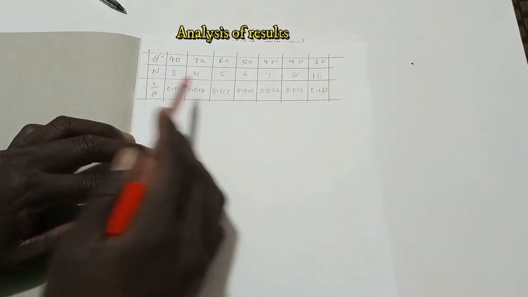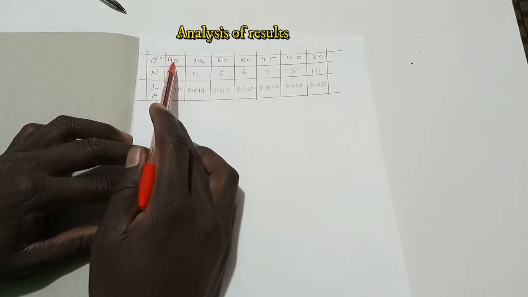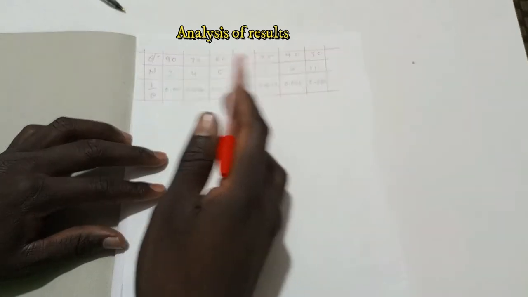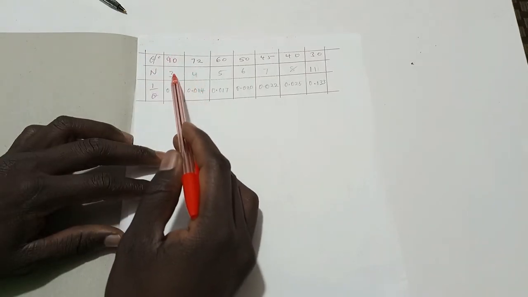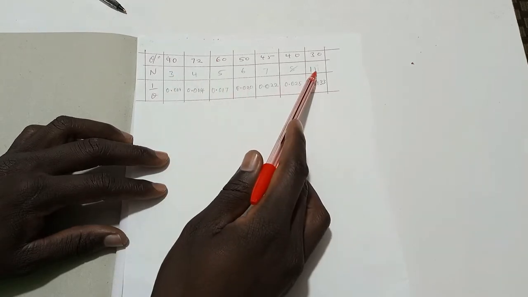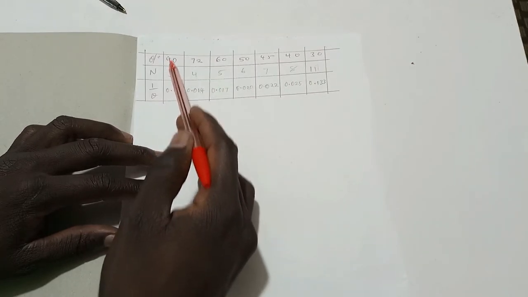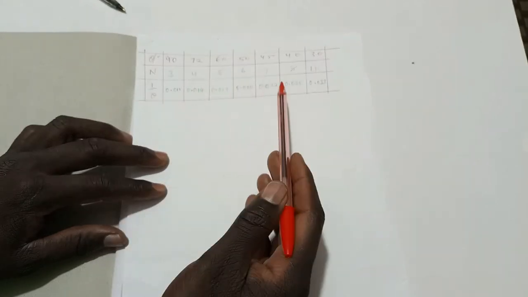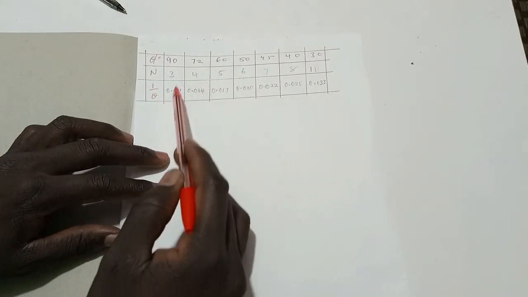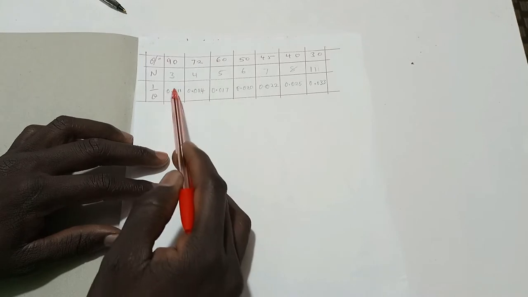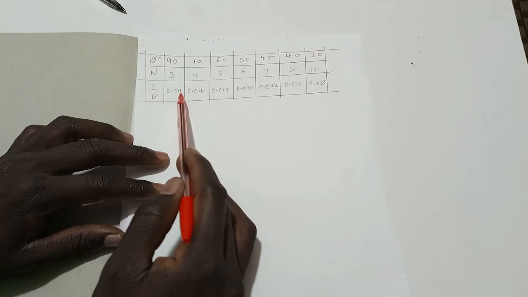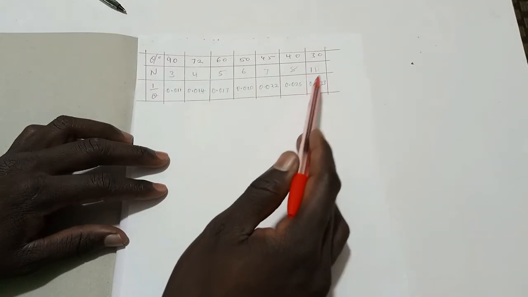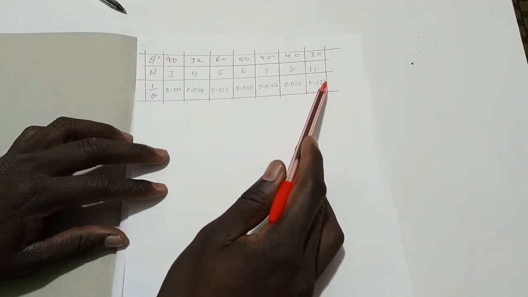We already have data here. We have theta, that is from 90 descending up to 30. We have the number of images, as we did the experiment, from 3 increasing up to 11. Then we want to find 1 over theta. Of course, we already have it here. So 1 over theta is this. That means for this value here, we have 1 over 90. That is why we're getting 0.011. And the value increases until the last value, that is 0.033.